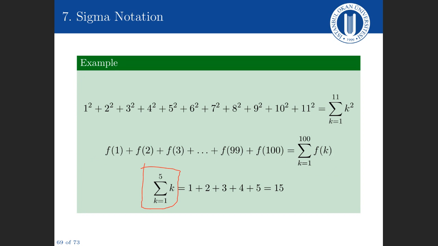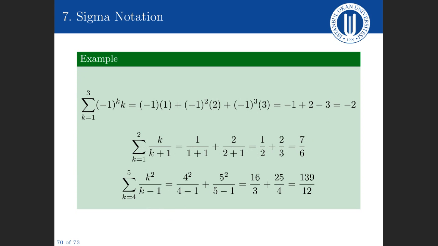The sum from k equal to 1 to 5 of k means start at k equal to 1, so start at 1, and then do plus 2, plus 3, plus 4, plus 5, and then when we get to 5, we stop. This is 1 plus 2 plus 3 plus 4 plus 5, or 15.